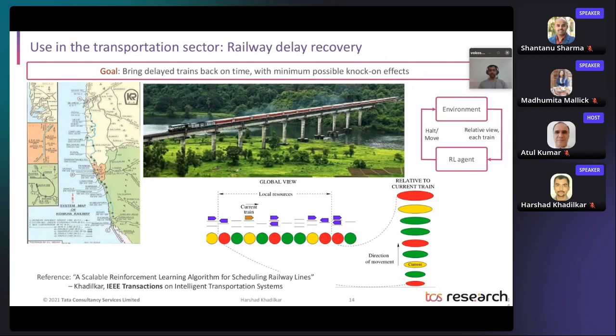So we know that in a railway system, secondary delays can spread very quickly. One train breaks down, it delays others, and those other trains delay others, and so on. And we found that reinforcement learning gives us a very efficient way of recovering from such problematic situations.